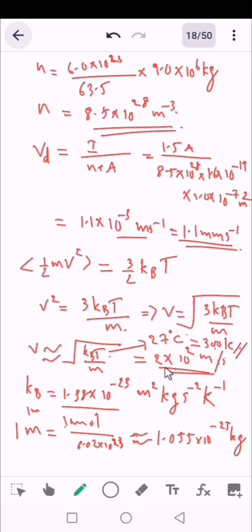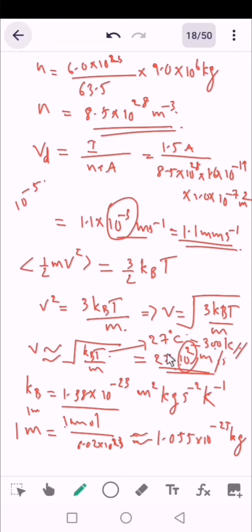So now you can compare the speeds, thermal speeds as well as drift speed. When you compare these two, you can see that this order is 10 raised to minus 3, and this order, what is the value? 10 raised to 2. So which one is lesser? Definitely the drift speed is lesser, about 10 raised to minus 5. When you multiply this with 10 raised to plus 5, you will get it as 2 into 10 raised to 2. So this much is smaller.